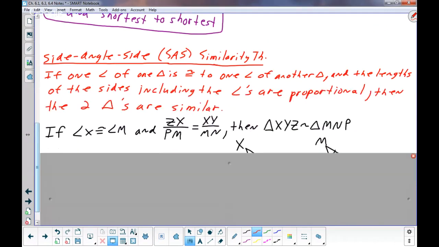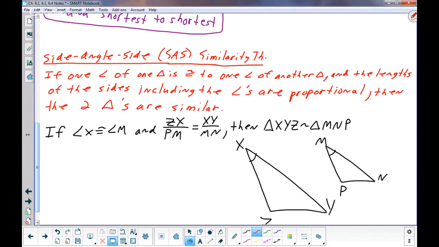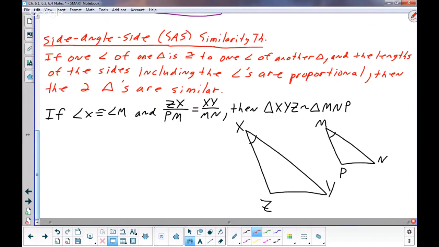All right, and then another one we've seen before, side-angle-side. Side-angle-side is basically the same thing. One angle of one triangle congruent to one angle of another triangle. And it's the in-between angle. So remember, it's the angle that's between the two sides. And then we say the two sides are similar. They hold the same ratio. Then the two triangles are similar.